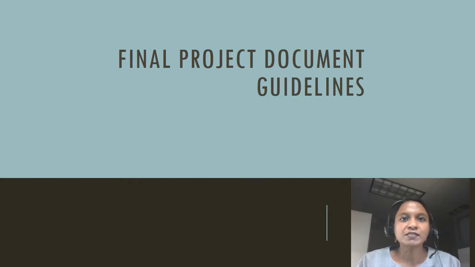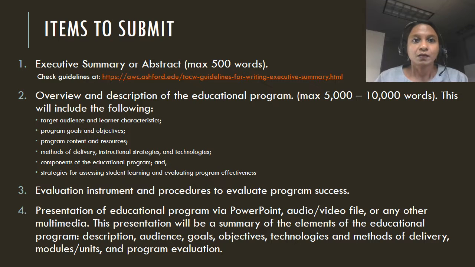I want to go over some guidelines for the final project document that you will be submitting next week. So, what are the items to submit? First, you will have to include an executive summary or abstract of around 500 words. Now, this summary will give a brief overview of what the document is and what the document contains.